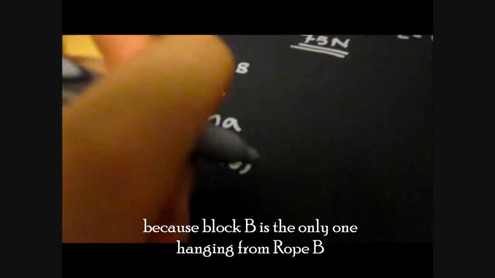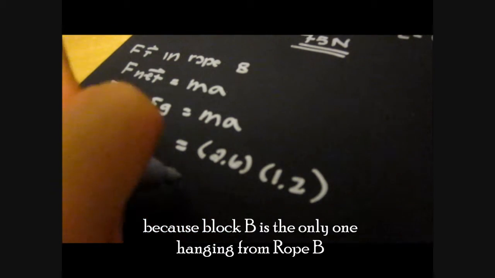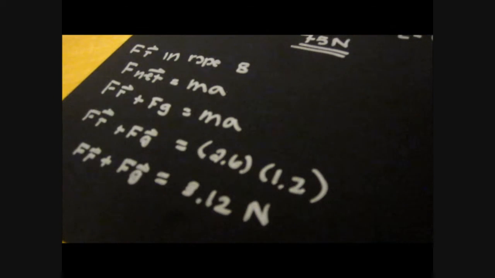So the second part of the question is asking you the force of tension in rope B. So again, F net equals mass times acceleration. F net is the force of tension plus the force of gravity. So sub in your values for mass and acceleration. Your mass is only going to be the mass of block B, and your acceleration is going to be 1.2 meters per second squared. You're going to end up with a value of 3.12 newtons.